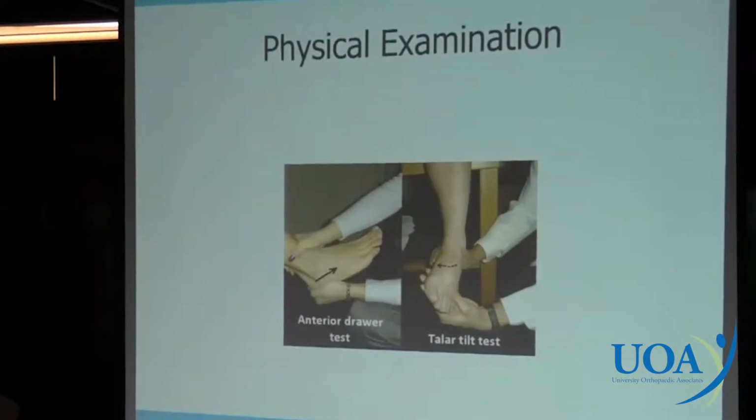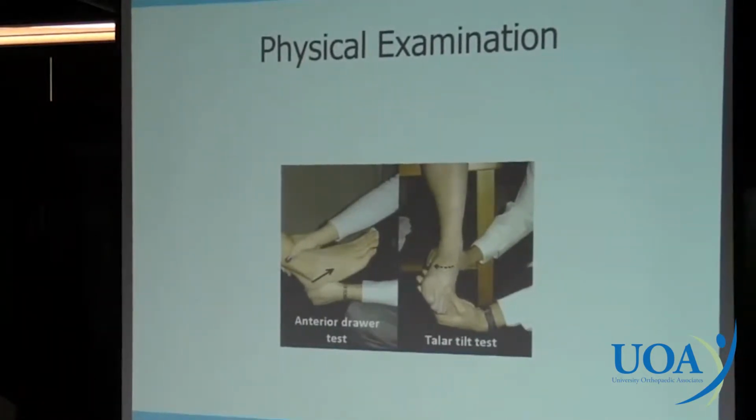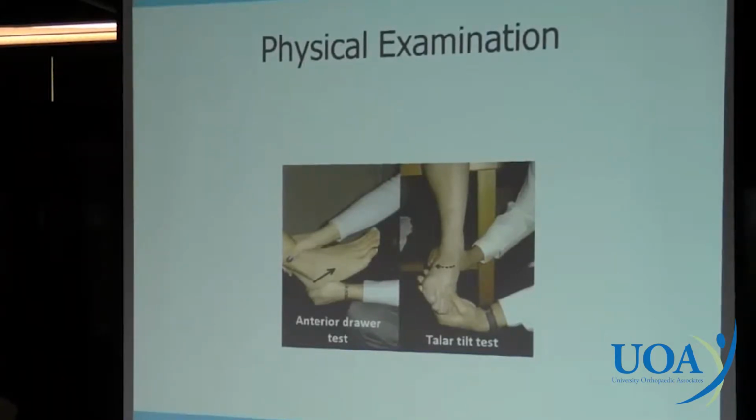So to be able to do an anterior drawer test or a talar tilt test in an acute setting is virtually impossible. So it's not something that we should be trying to do on the field or right after the injury. This is something you do down the road for a chronic unstable ankle or someone who continues to have problems after an acute injury.